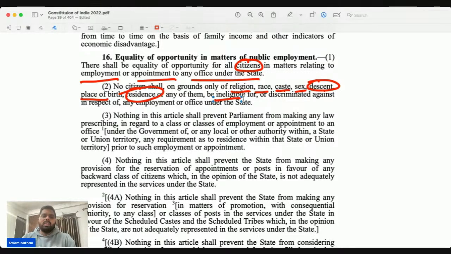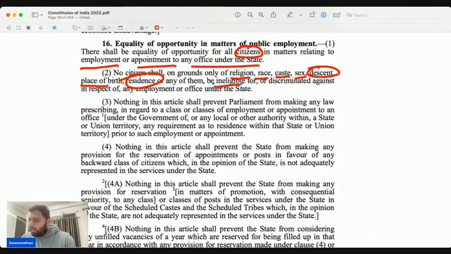However, there are certain exceptions which are created under Article 16 subclause 3. Now this is the exception to the general rule of equality which is propounded under Article 16(1) and (2). It says Parliament will have a certain power to reserve a certain class of appointments or offices which require a requirement as to residence in the particular territory before applying for appointment to that particular post, right? So this is an exception which is created to the general rule.